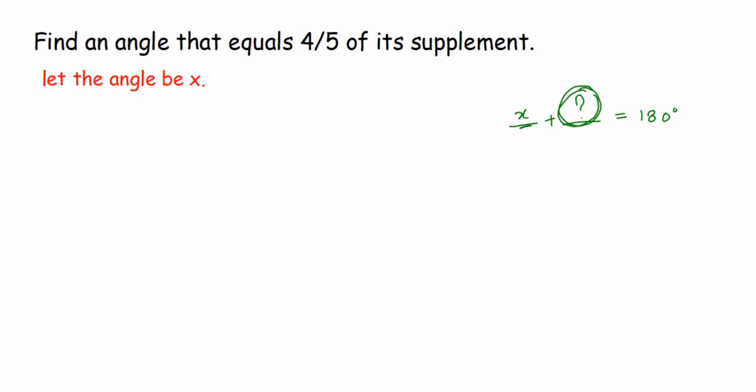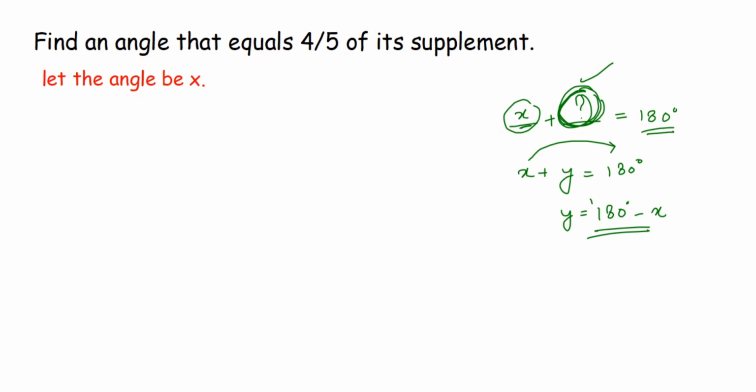How do I get this? If I remove x degrees from 180 degrees, I'll get this angle. In other words, if it's confusing, let's take the supplementary angle to be y. Then the sum x plus y equals 180 degrees. Using the transpose method, transposing x to the other side, y equals 180 degrees minus x. So this is my supplement angle. If x is the angle, its supplement will be 180 degrees minus x.